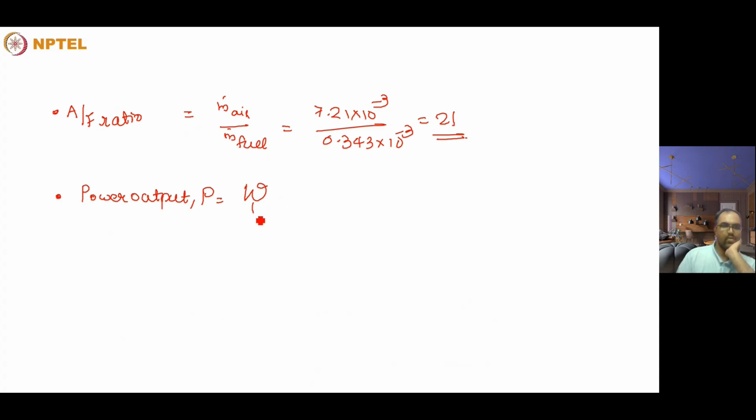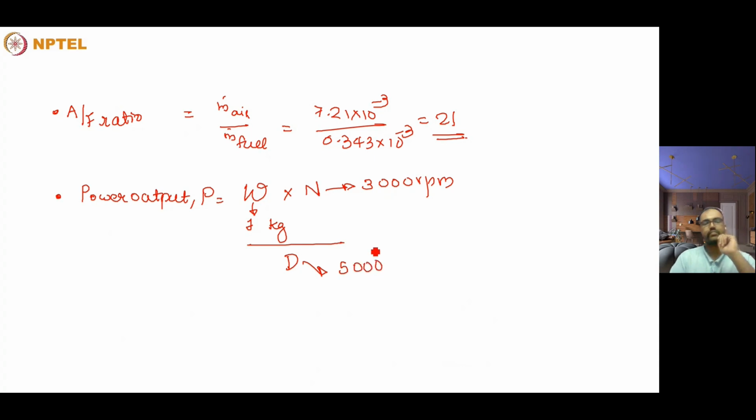So the load is 7 kilogram, and the RPM is 3,000, and the dynamometer constant the value is 5,000. So the value will be coming around 4.2 kilowatt.